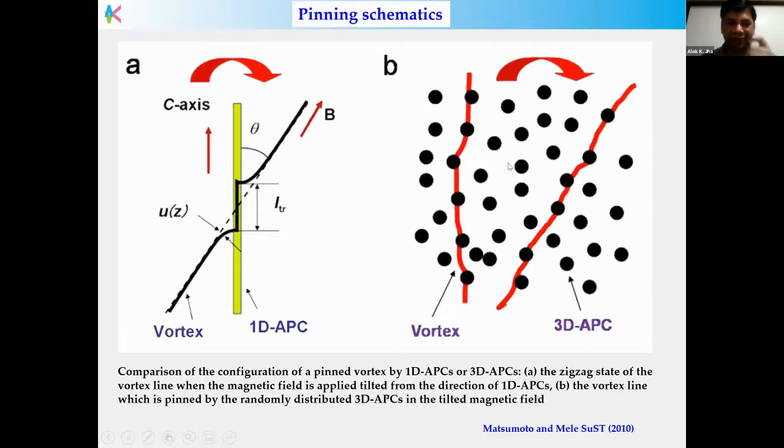However, in the case of nanoparticles, even if the field orientation changes, there are many nanoparticles which can provide pinning to these oriented vortices. So nanoparticles are more favorable, and if we combine this with the nanorods, this can be very, very effective in enhancing the vortex pinning in superconducting thin films.